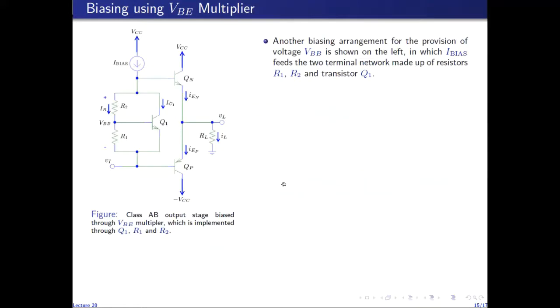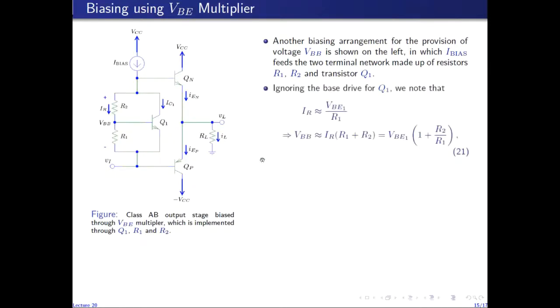Another method for the provision of this voltage VBB between the base terminals of Q1 and QP is shown in this diagram here, in which this current I bias feeds this two-terminal network made up of the resistors R1, R2, and the transistor Q1. So it is called biasing using VBE multiplier.